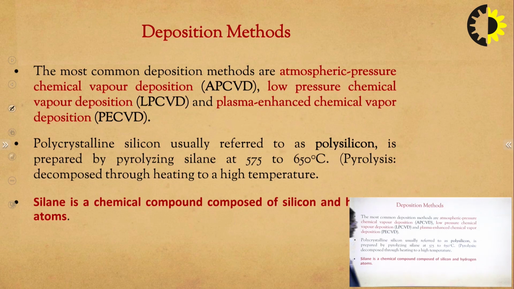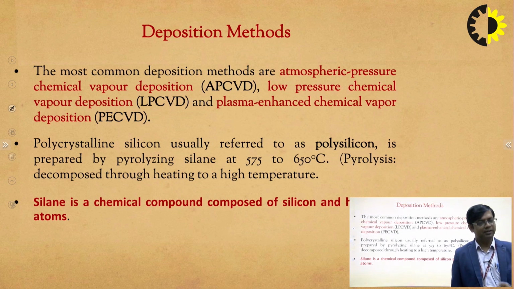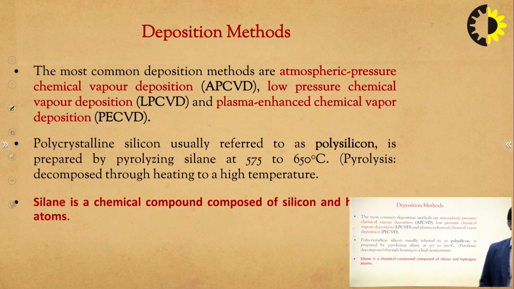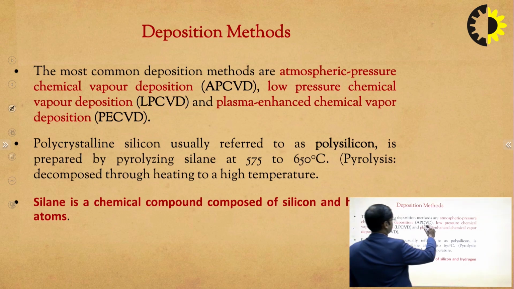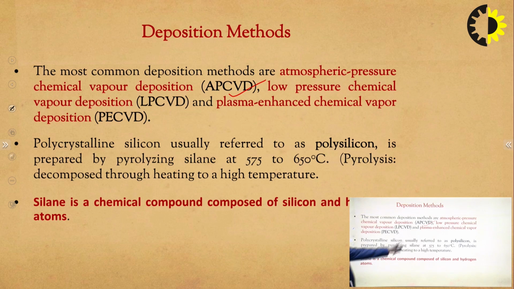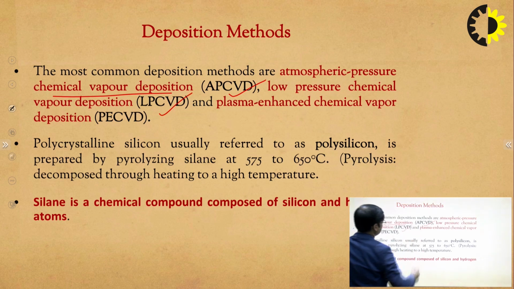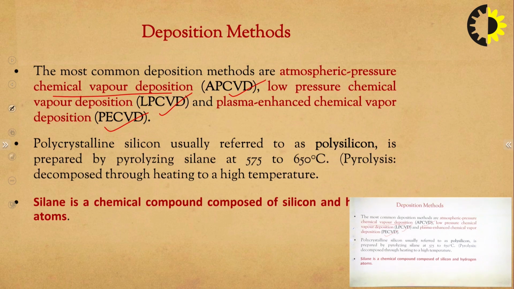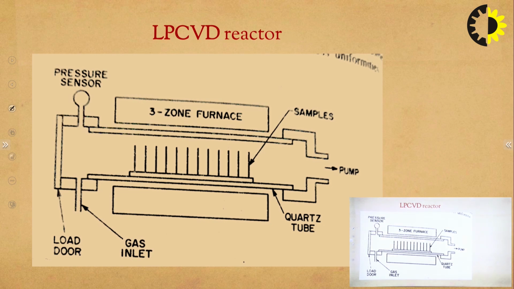Now, after discussing the deposition of polysilicon and silicon dioxide material by different techniques, the next topic of discussion is the deposition methods. There are three methods that are predominantly used for the deposition of polysilicon and dielectric material. These are known as atmospheric pressure CVD, where CVD is chemical vapor deposition technique. Second one is low pressure CVD, and the third one is plasma enhanced CVD. So, these are the three methods which are mainly used for polysilicon and dielectric film deposition. Okay.